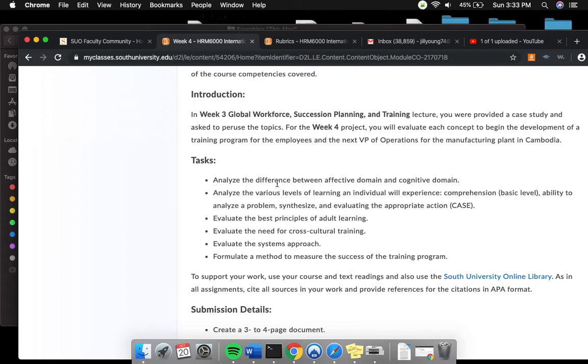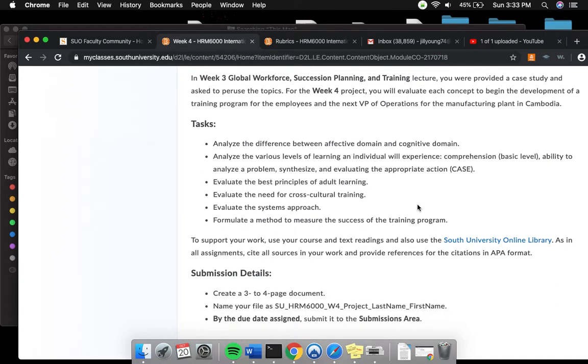I'm going to be looking at your understanding of things like the affective domain and the cognitive domain. I'm going to be looking at your understanding of the systems approach and cross-cultural training. That's what I want you to demonstrate for me: that you understand them, and whether or not they would be useful in a training program. And then formulate a method to measure the success. So you need an evaluation program for your training too. That's what we're looking for.